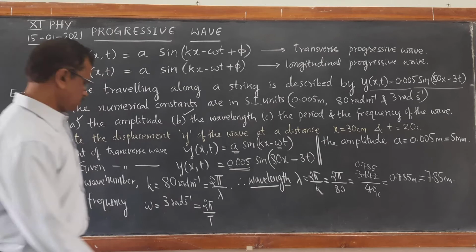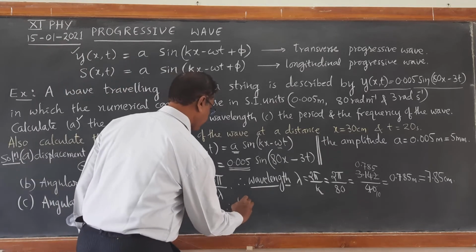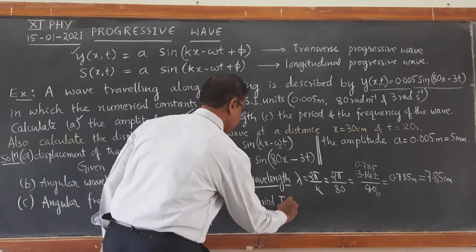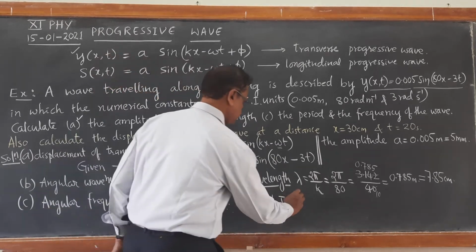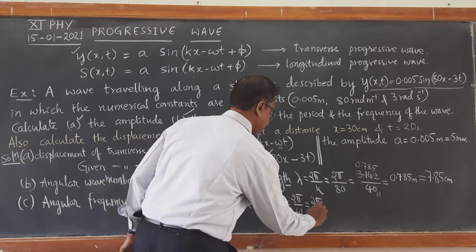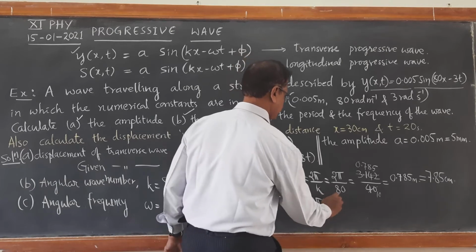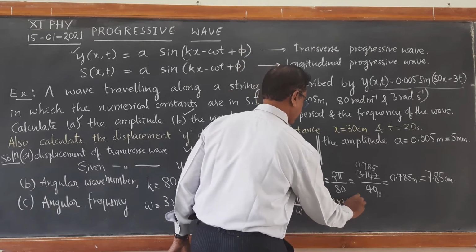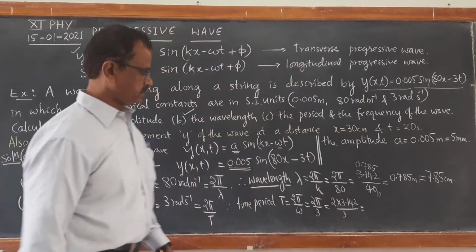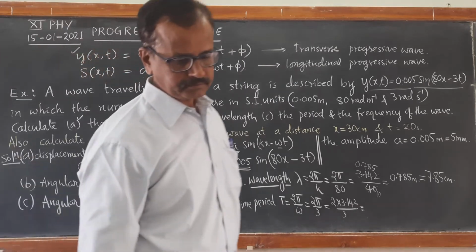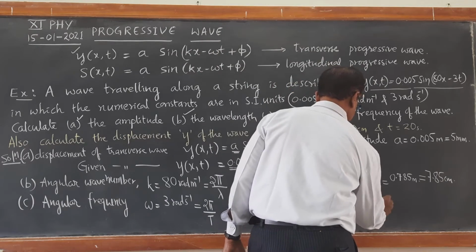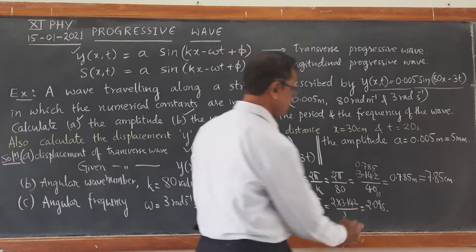Therefore, the time period T is equal to 2 pi by omega, which is 2 pi by 3. So 2 into 3.142 divided by 3. If you calculate this, you will get the time period 2.09 seconds.